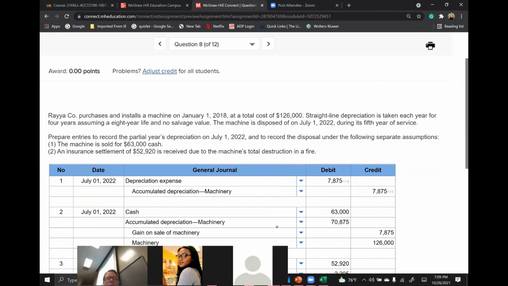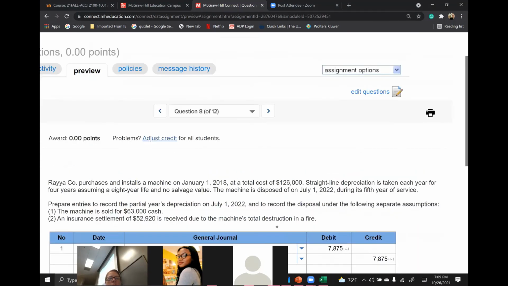All right, so let's look at this one. So Raya Company purchases and installs a machine on January 1, 2018 at a total cost of 126,000. Straight line depreciation taken each year for 4 years, assuming an 8-year life and no salvage value. The machine is disposed on July 1 during its 5th year of service. So prepare to record the entries for the partial year depreciation on July 1, 2022, and record the disposal under the following separate assumptions. So let's do some calculations before we do that.